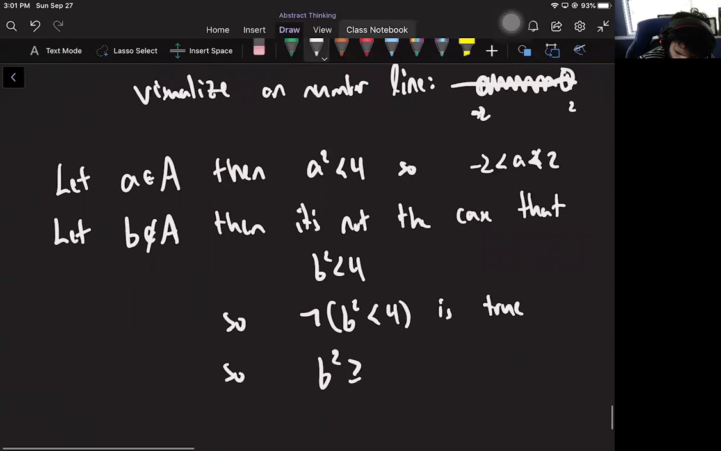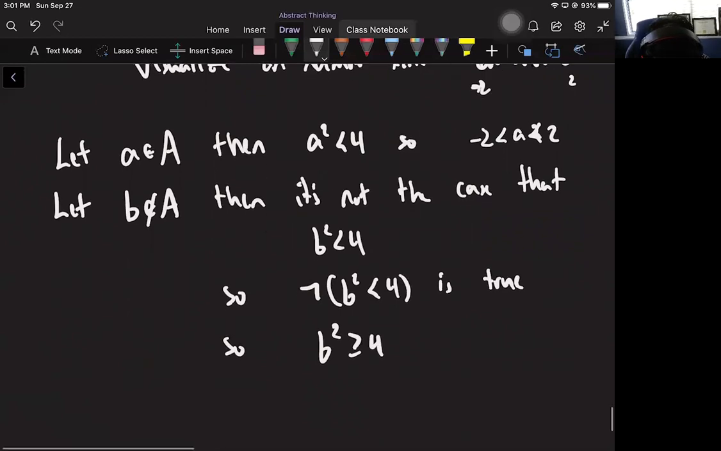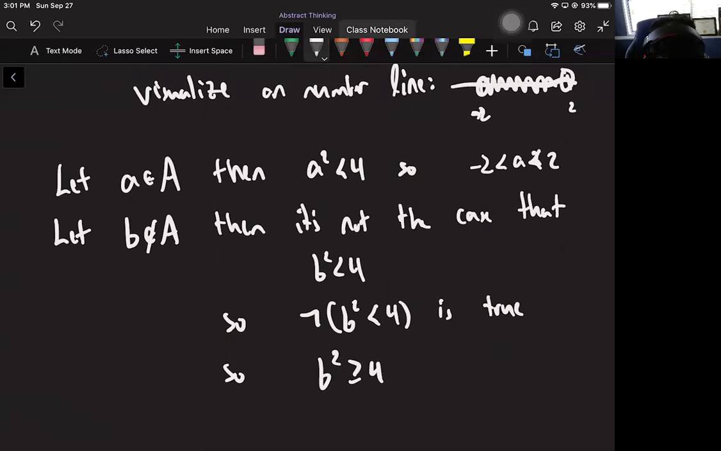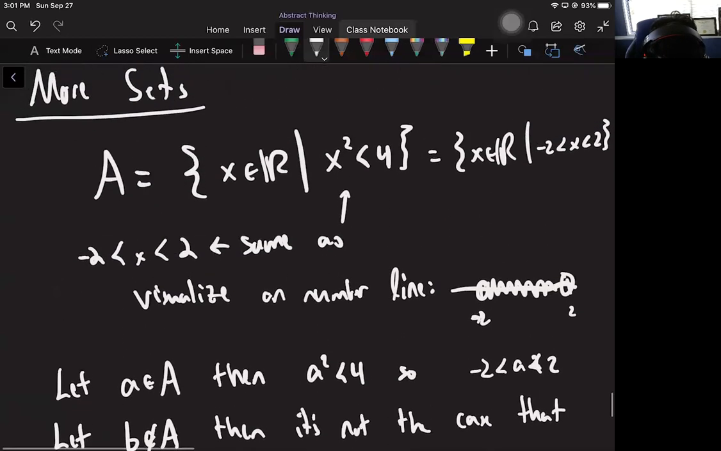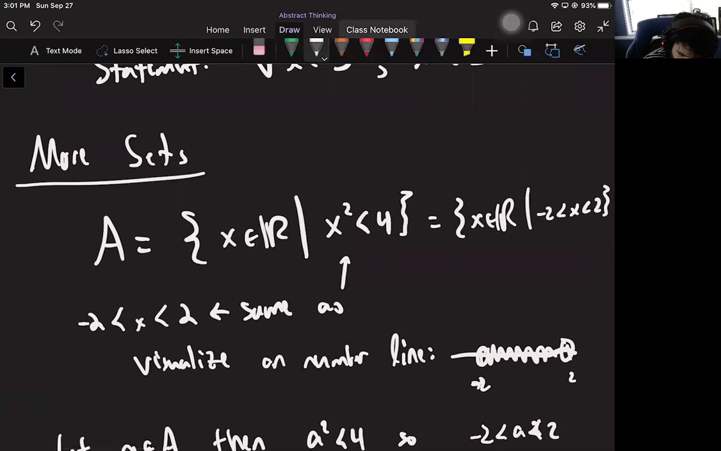That it's greater than or equal to it. So for something to not be in the set, I can just negate this, and that'll be what it means to not be in the set. So that's a nice little thing we can do.